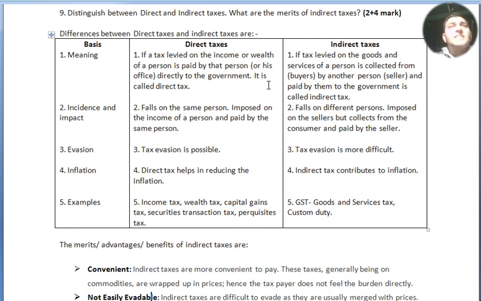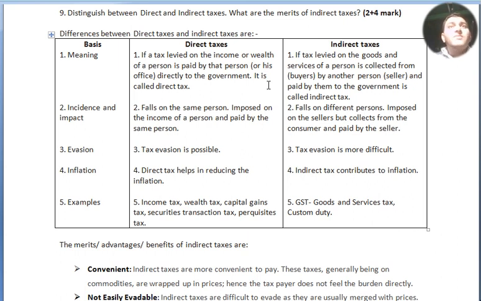Point number 2, incidence and impact. Under direct taxes, it falls on the same person, imposed on the income of a person and paid by the same person. Under indirect taxes, it falls on different persons, imposed on the seller, but collected from the consumer and paid by the seller. Point number 3, evasion. Under direct tax, tax evasion is possible. Under indirect tax, tax evasion is more difficult.